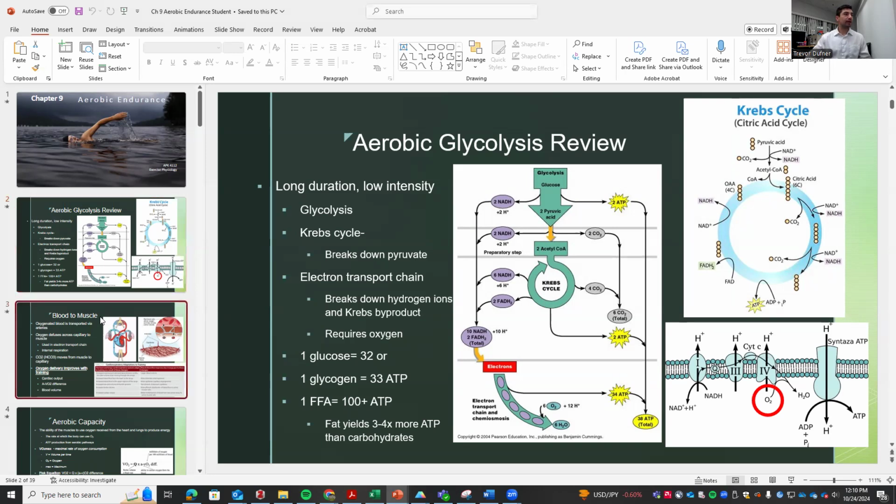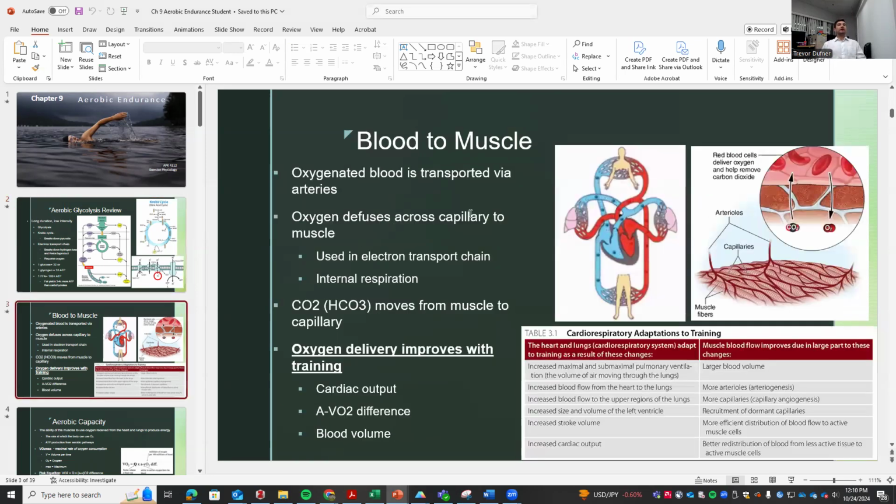So the first important thing of this is blood to the muscles. So oxygenated blood is transported via the arteries. This should all be reviewed. Oxygen diffuses across the capillaries into the muscle, used in the electron transport chain, internal respiration, right? CO2 is moved from the muscle into the capillary, where it's then transported back to the heart and to the pulmonary circuit in the lungs via the veins, right?